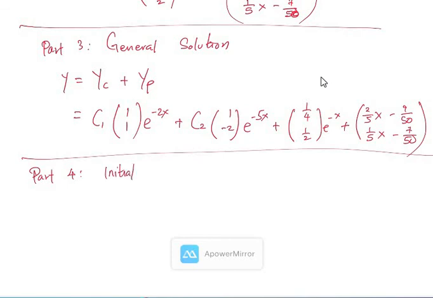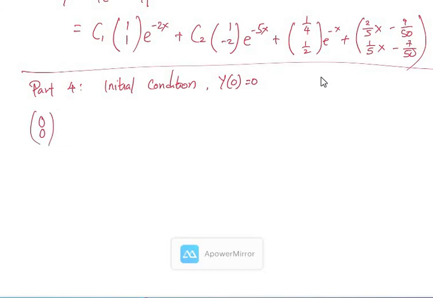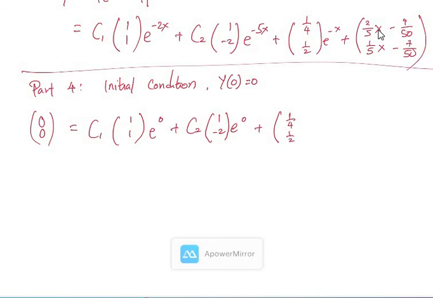And part 4 is the initial condition, y(0) equal to (0, 0). Okay, (0, 0) equal to C1 times (1, 1) e to the power 0, because this means that when x equal to 0, y also equal to 0. So we get (0, 0), and then all the x will be substituted with 0. So you get exponent 0, also the same as this one. Then plus negative 9 over 50, negative 7 over 50.